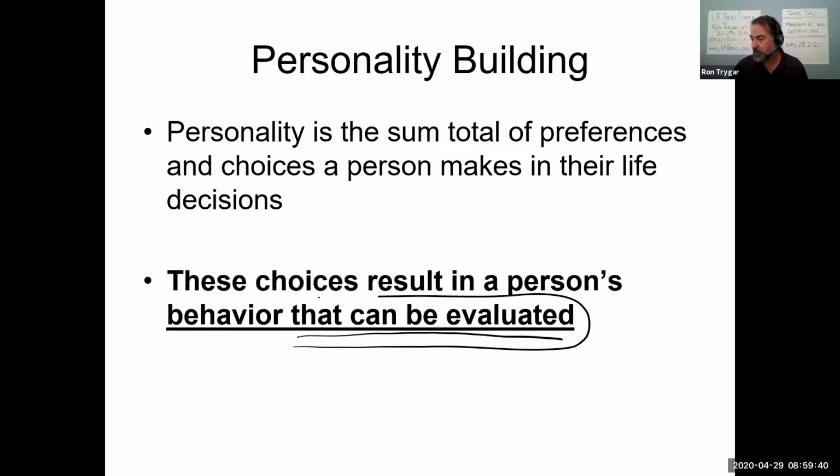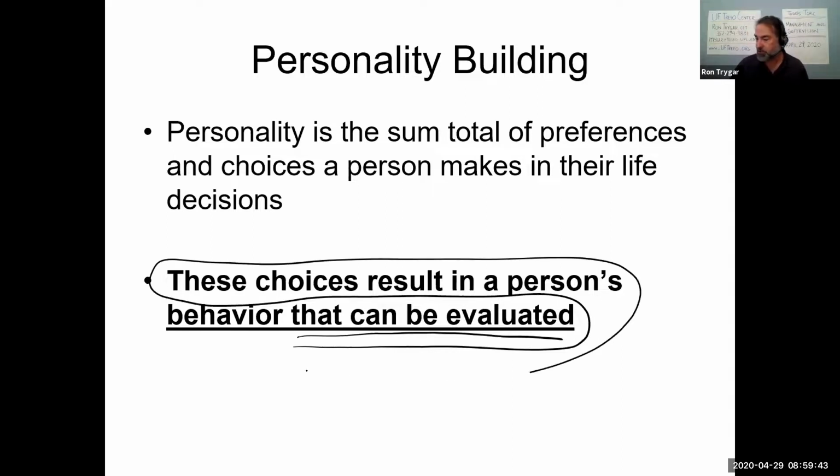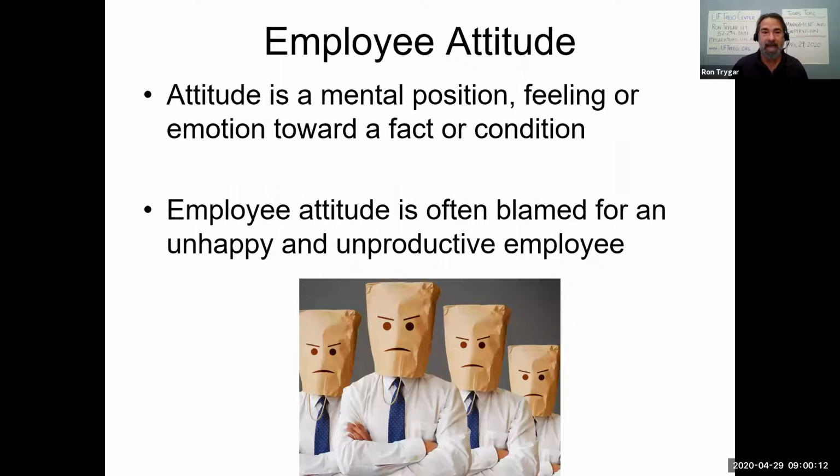I want to point that out. This is in bold print, and I'm highlighting and circling and all that. Behavior can be evaluated by a manager. We do personnel evaluations, we do annual evaluations here at UF, we do quarterly evaluations, and these behaviors are what we evaluate. It's not fair to evaluate a person's attitude because that is not something that's exactly measurable, but a person's behavior is measurable. So the employee attitude is more about a mental position, a feeling, or an emotion towards a fact or a condition.